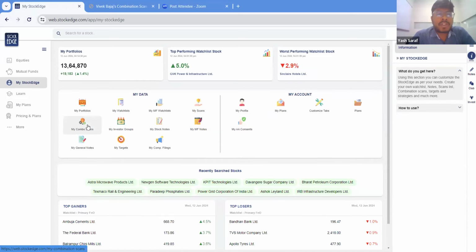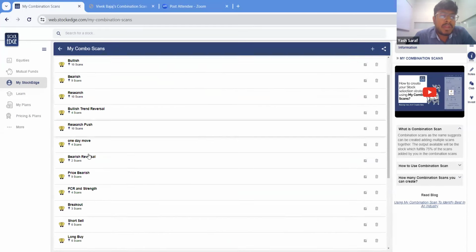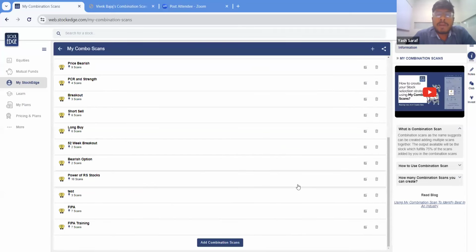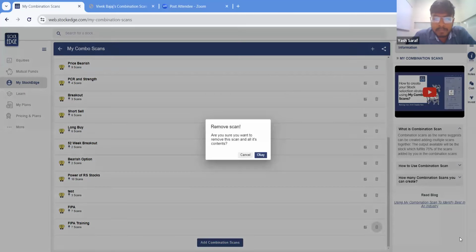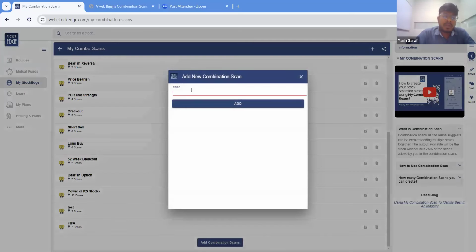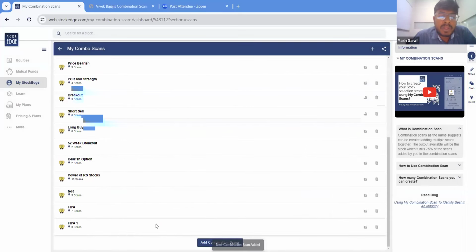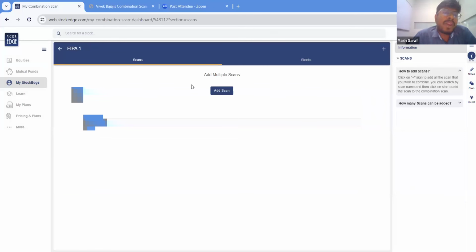You will have to go to the My Stockage section and then go to My Combination Scans. In My Combination Scans, let me tell you, you can make a maximum of 20 different combination scans, right? So let me delete the scan, and you will have to click on Add Combination Scan. Then we'll give the name of the respective combination scan, say FIPA 1, and then this combination scan is created. Then we'll click on FIPA 1 and now we'll have to add scans, right?